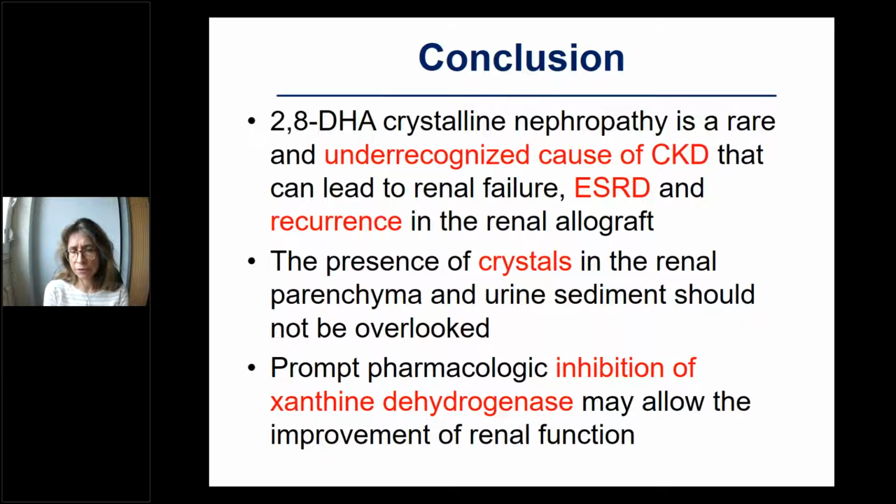And then if you have the diagnosis, start inhibition of xanthine dehydrogenase. Probably febuxostat is a little bit superior to allopurinol. It has been shown in one study with very few patients, but this is one point. So have the diagnosis and then you will have the treatment.